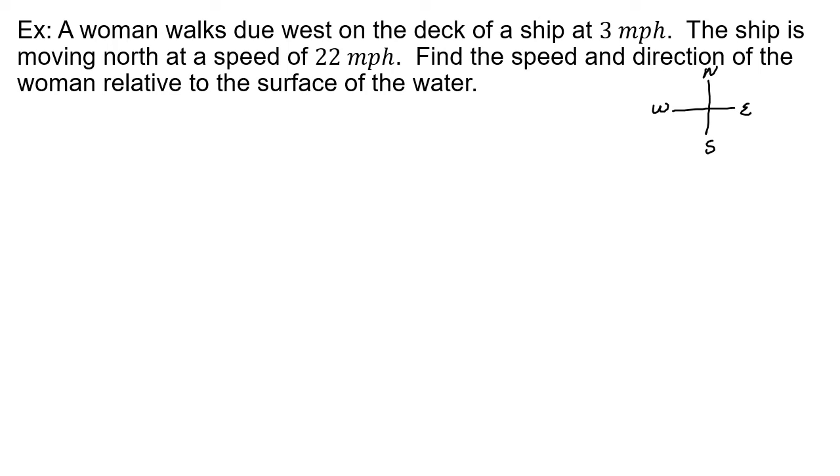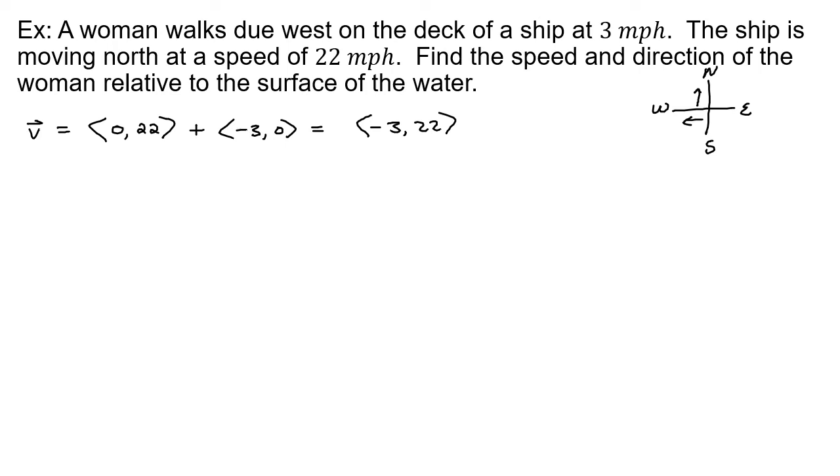Well, she's walking west at 3 miles an hour, so that would be the negative x direction. And then the ship is moving north. That would be the positive y direction. So I'm going to let my vector be the vector of the ship, which is 0, 22, going due north. And the woman walking west would give me negative 3, 0. So I have negative 3 and 22 for my vector v that I want to work with.